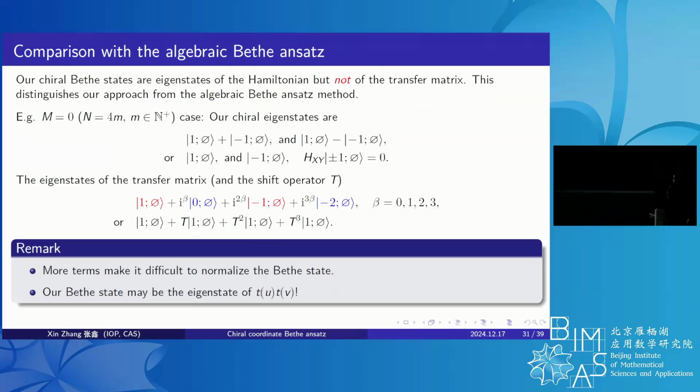The comparison with the algebraic Bethe ansatz: we checked that our Bethe states are eigenstates of the Hamiltonian, but not eigenstates of the transfer matrix.